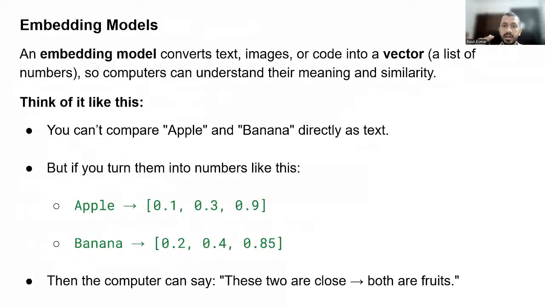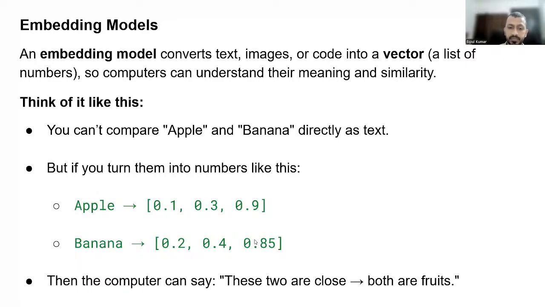Word embedding converts text, images, or code into a vector, which is just a list of numbers, so a computer can understand their meaning and similarity. Now you can't compare apple and banana directly as text. But if you turn them into numbers like this, apple is 0.1, 0.3, 0.9, 0.2, 0.85. How does a system understand that they both are fruit? Because the dimension representing fruit has a higher numerical value.